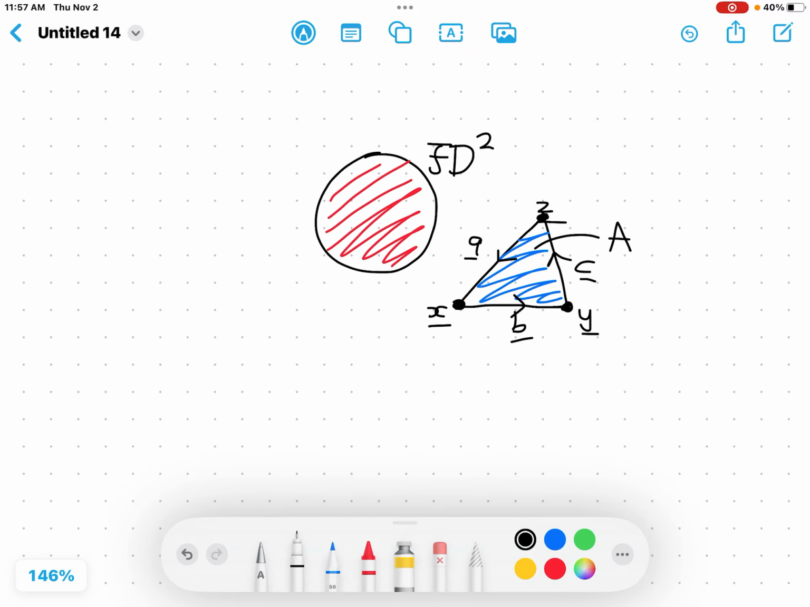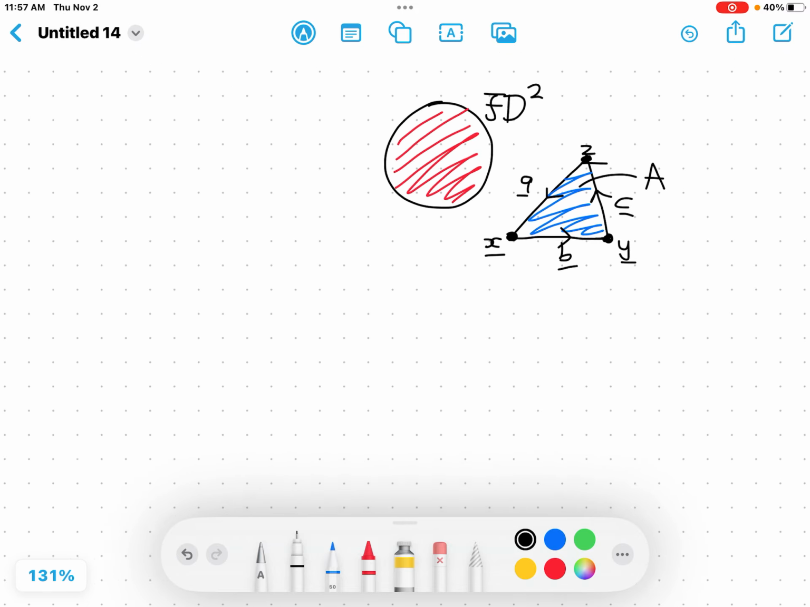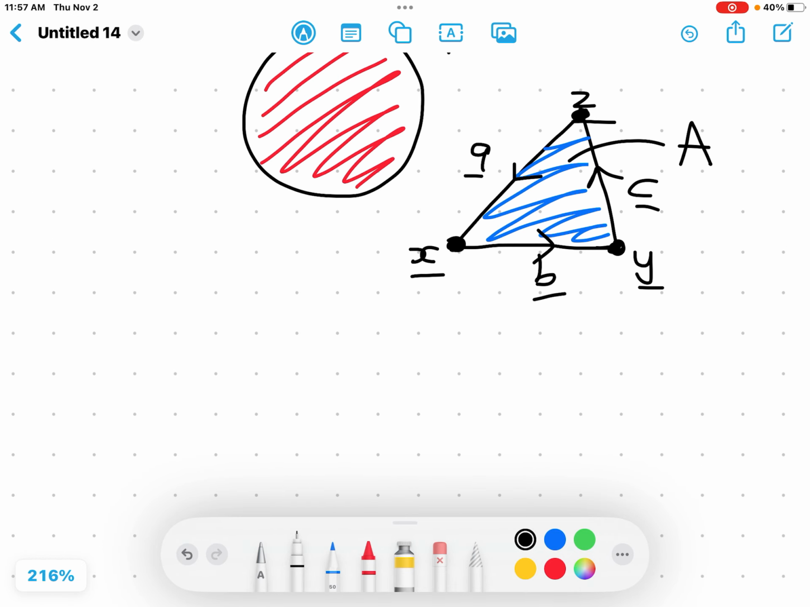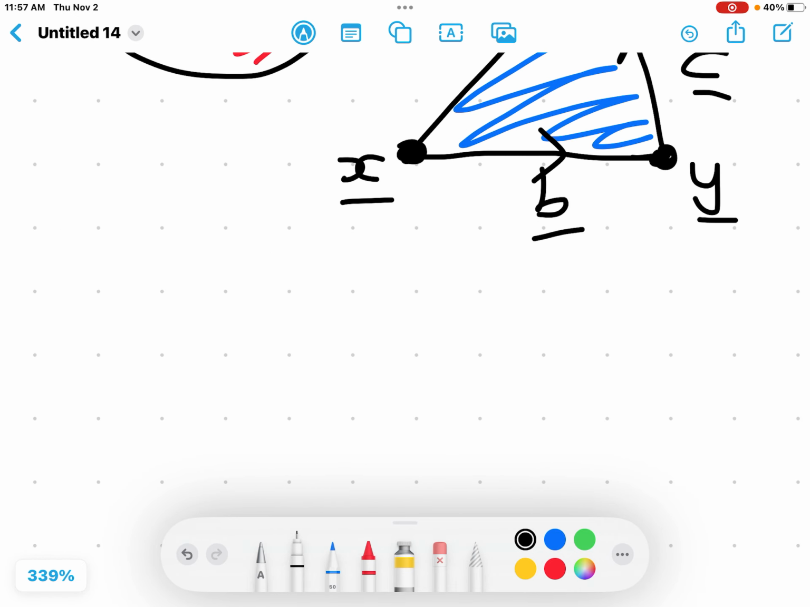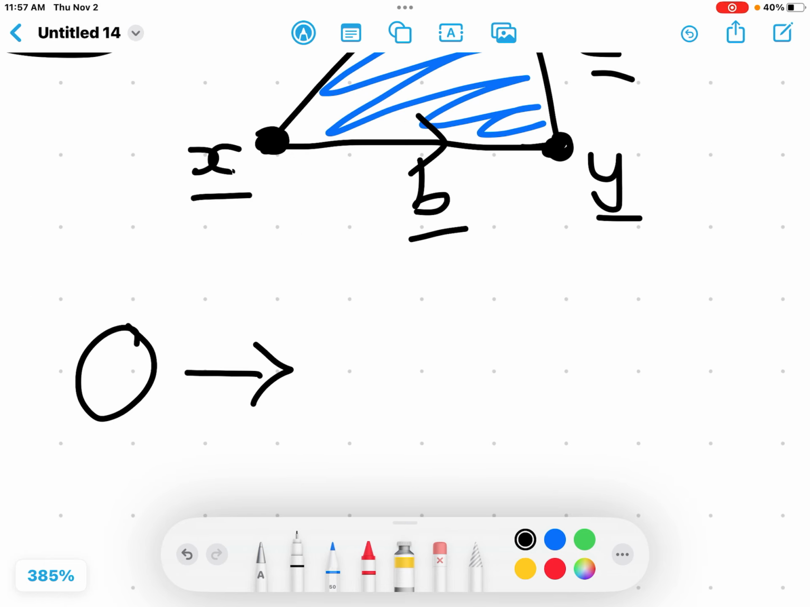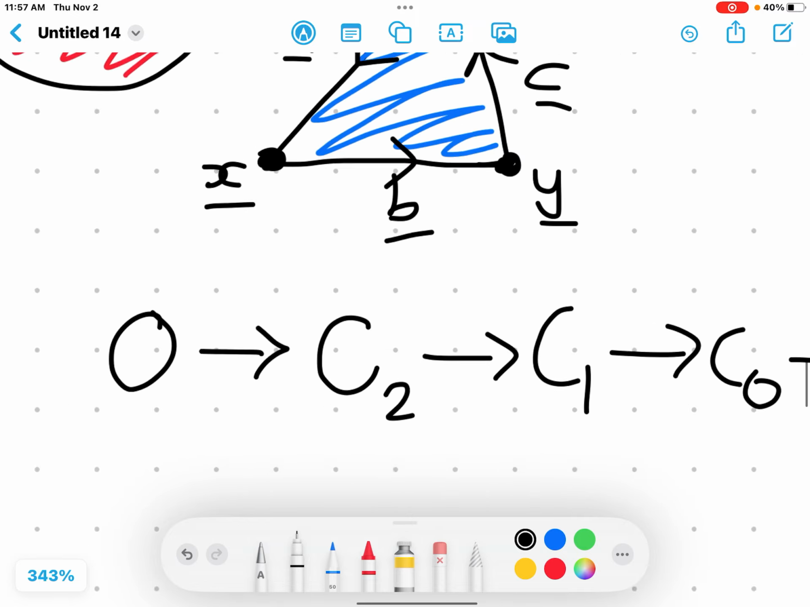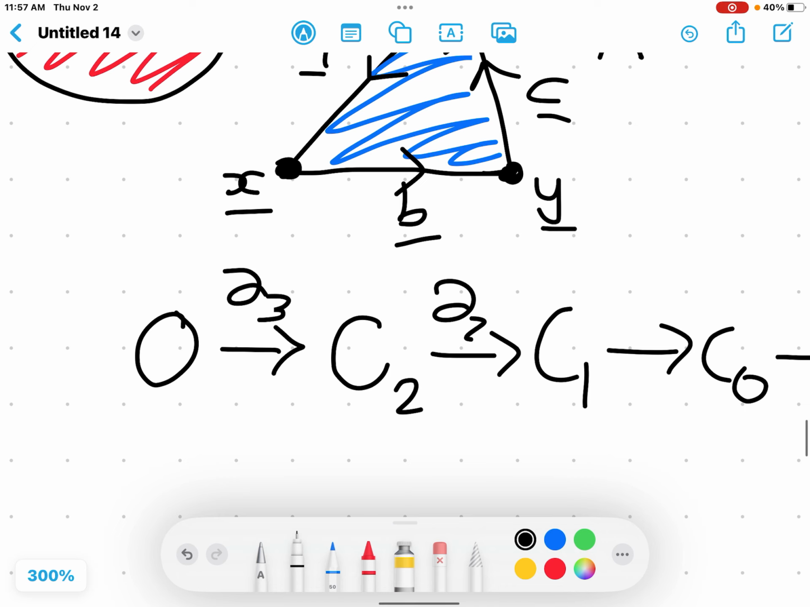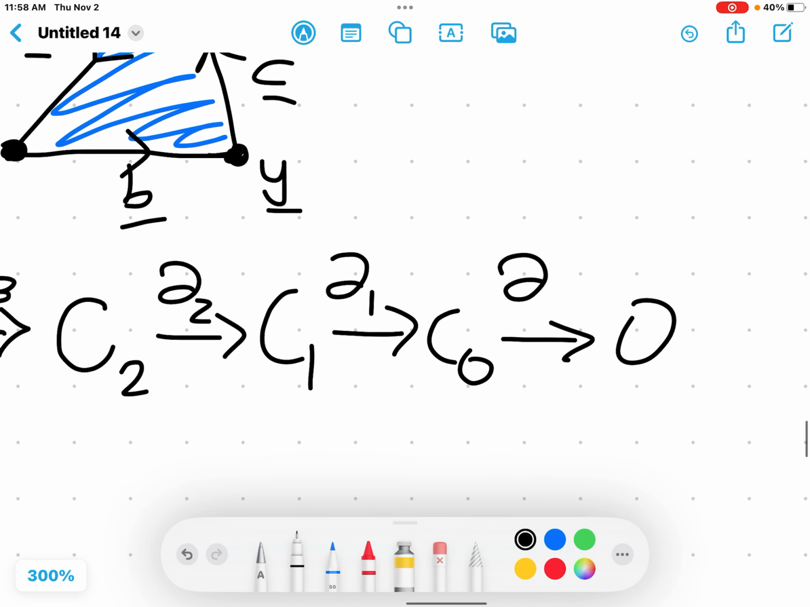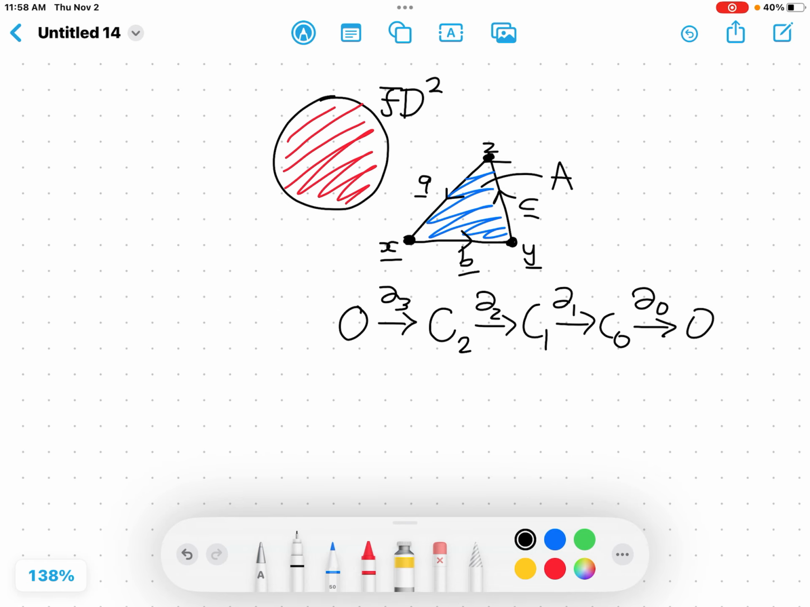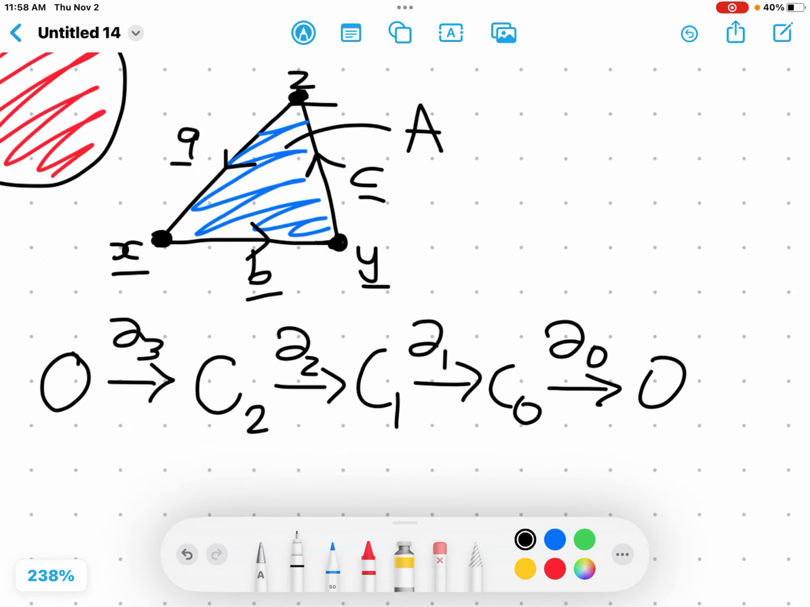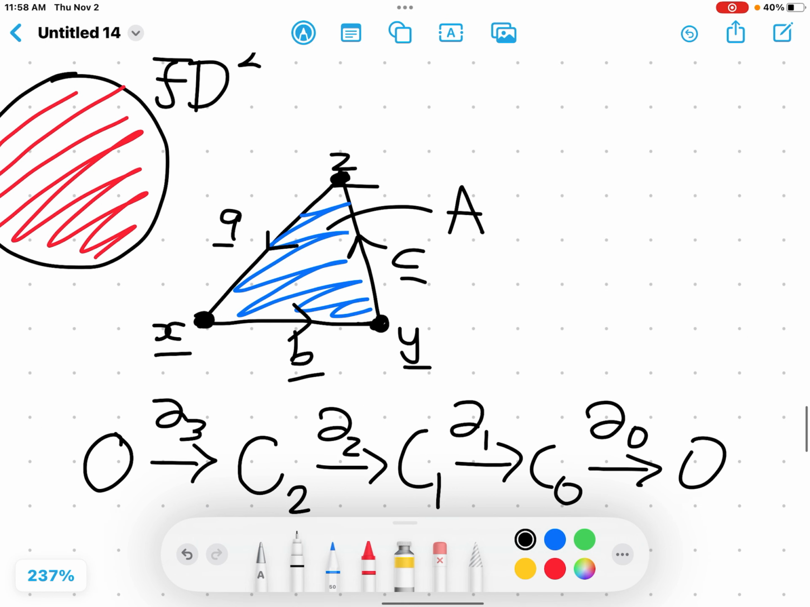You can notice we have a face, an area, a 2-simplex embedded inside this triangulation. So it's immediate that our chain complex comprises a C2, then a C1, then a C0, and a 0. Of course, we have our maps del3, del2, del1, del0. Here's a tip: you could find the groups first, and then find the boundary maps, but you can also immediately inspect what the boundary maps are.